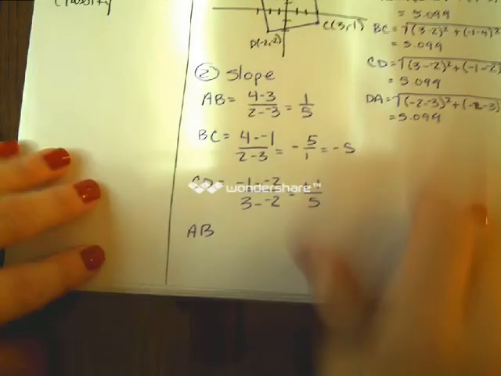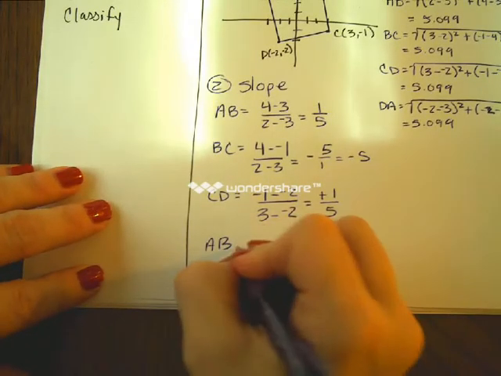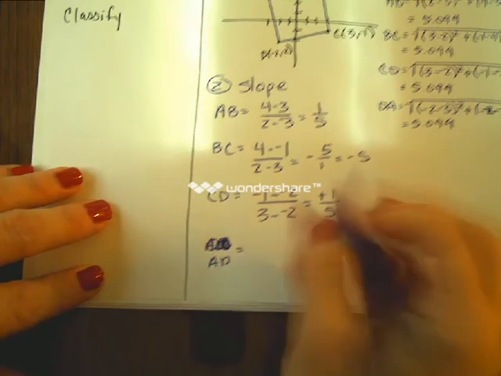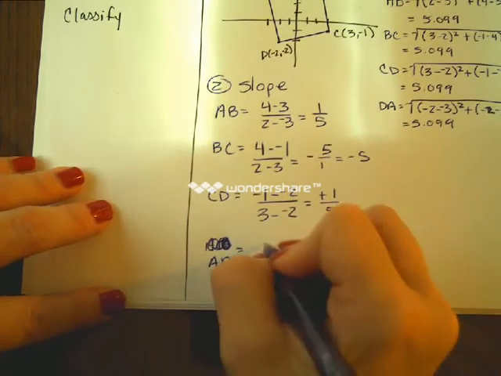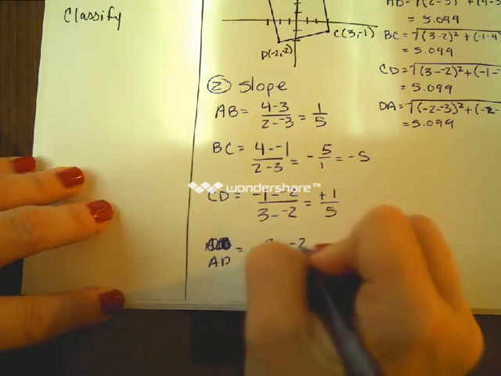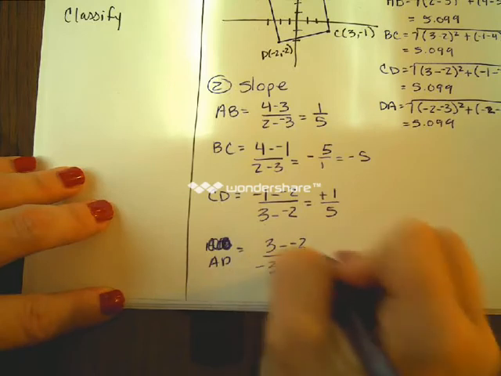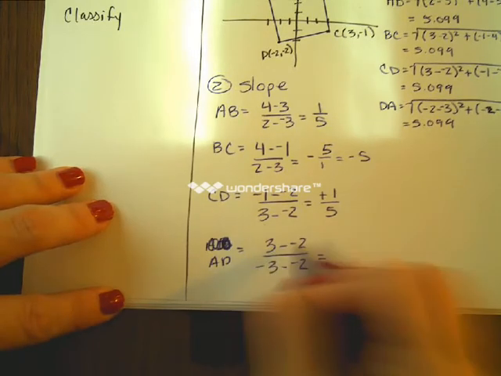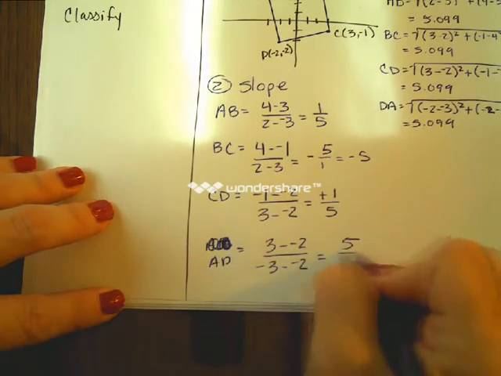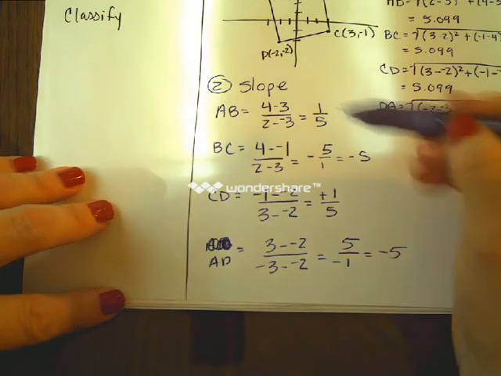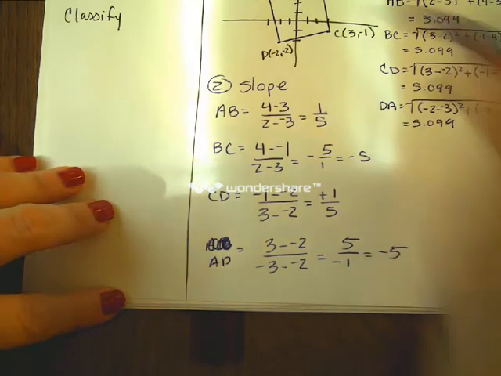AD, not AB. So 3 minus a -2, and -3 minus a -2. That becomes a positive, so we get 5. That becomes a positive, so we get -1. So again, we get -5. And because these are both negative reciprocals, we know that we have 90-degree angles, which makes it a square.